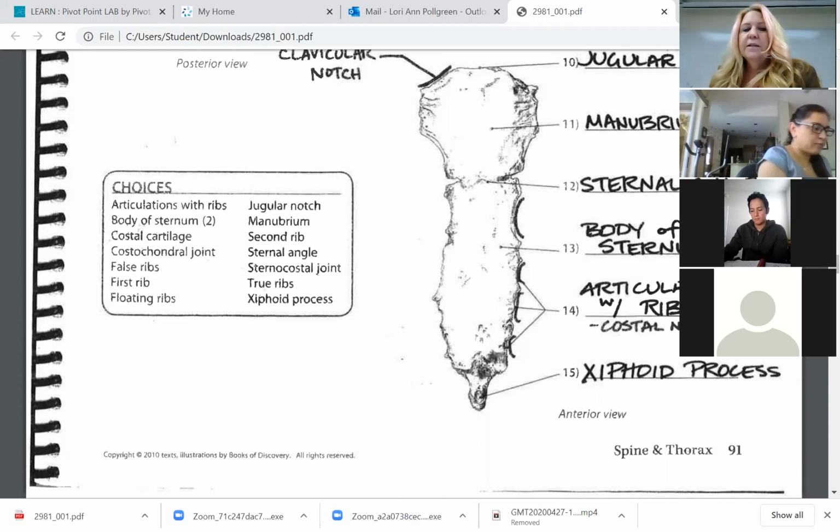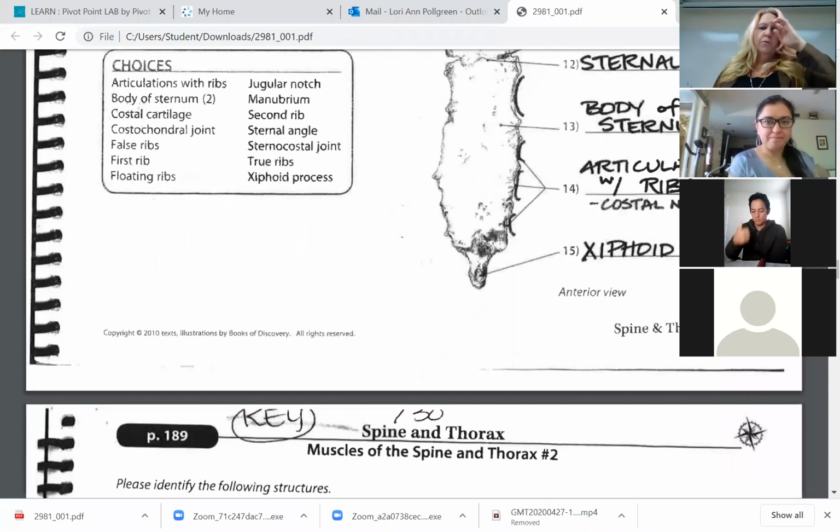And then 15 is the xiphoid process. That is the point, the tip of your sword. So you've got your manubrium, the handle, the body of the sternum is the sword, and that xiphoid process is the point of your sword. Give me a thumbs up if it's okay to move on to the next one. Good? Say no if I'm moving too fast.